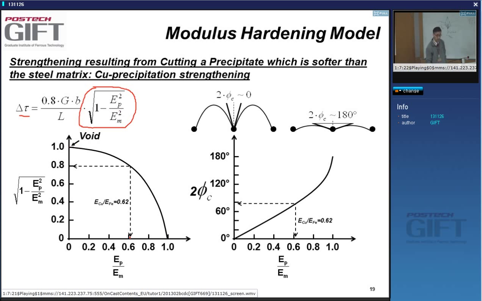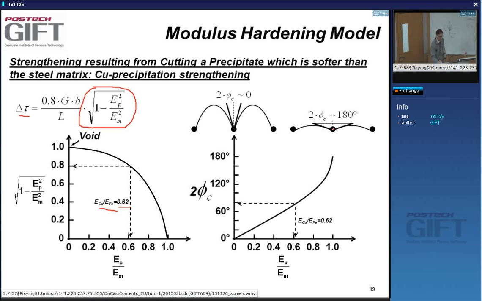And I can determine what the modulus ratio is for copper and iron. Yes, it's about 0.6. So that means that this parameter will be close to 1, about 0.8, a very high value. And I can also, using the formulas we just discussed, determine what this breakaway angle looks like.